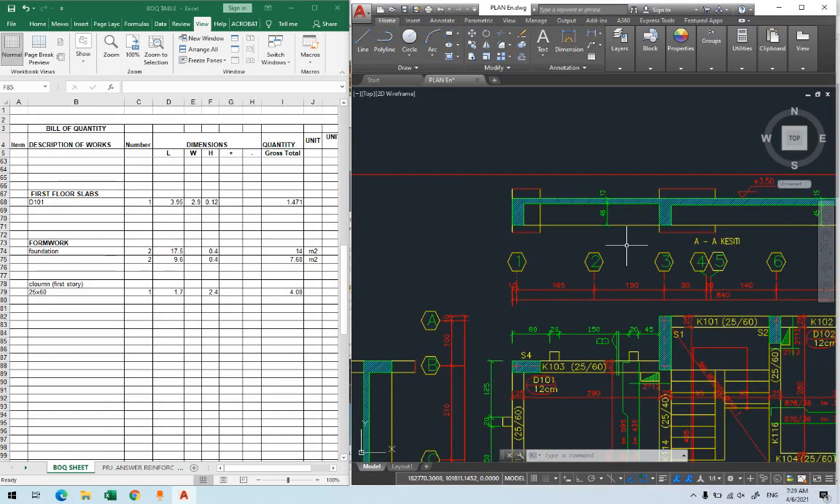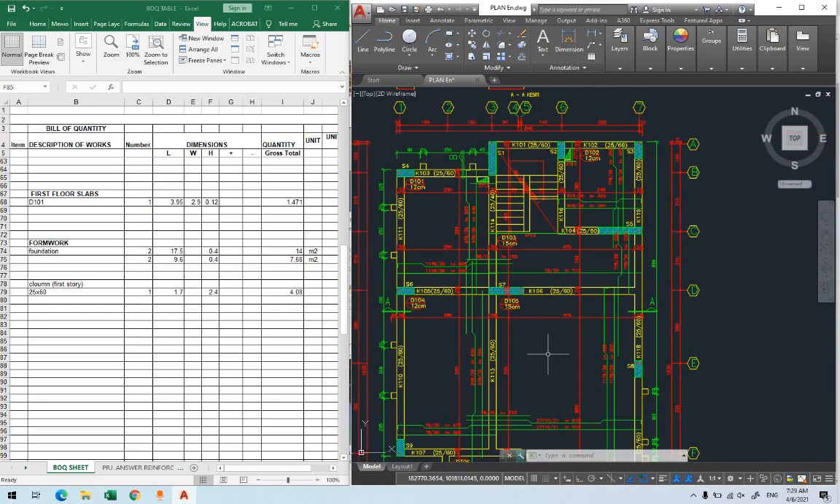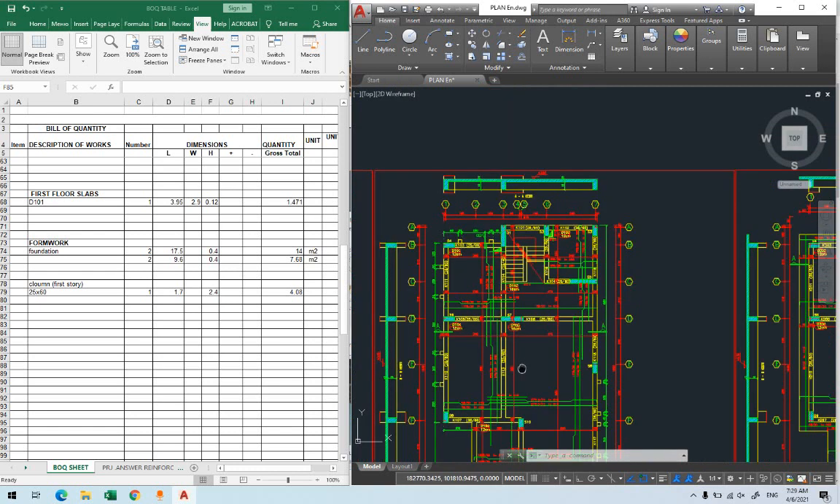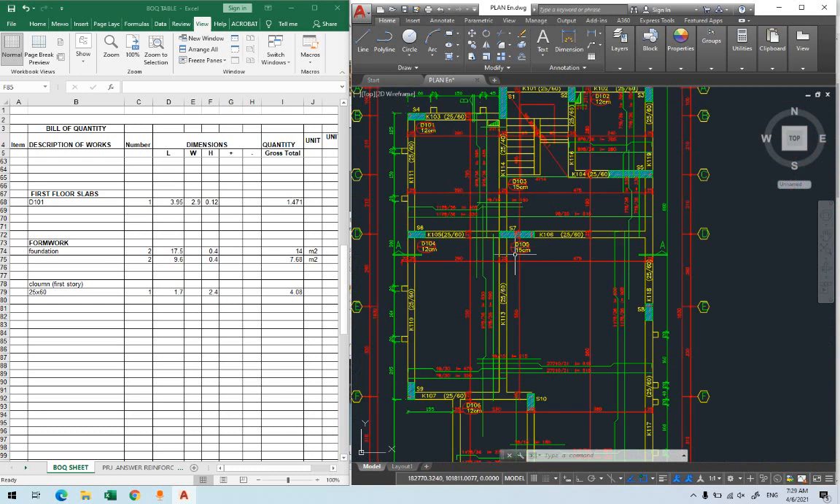Well, let's do some calculation to see how we do formwork. So we'll take one of the beams. I'm choosing a beam which is in between two slabs.